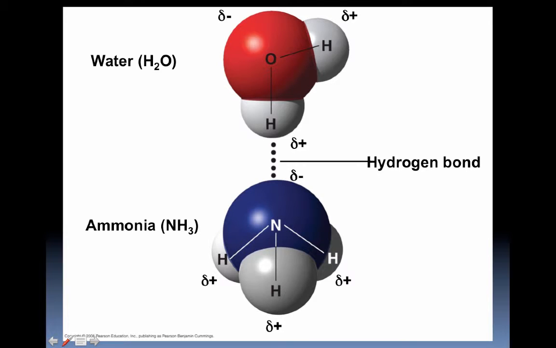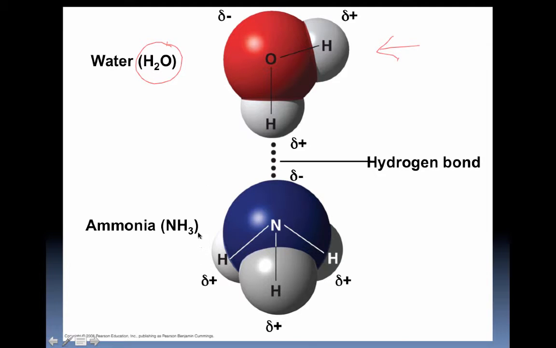Shown at the top is water. Here's the molecular formula, and then here's a space-filling model that gives you a better look at the structural formula, like a V. The oxygen end has a partial negative charge. The hydrogen end has a partial positive charge.